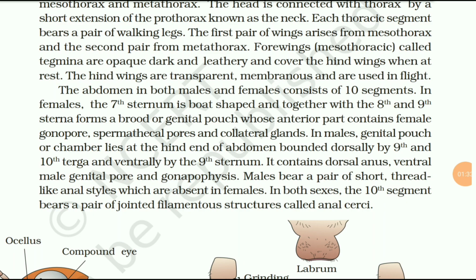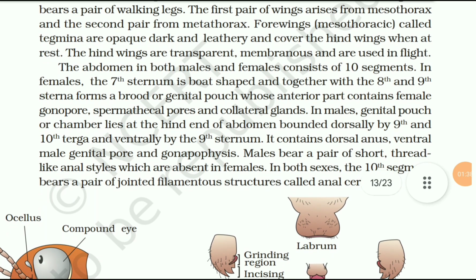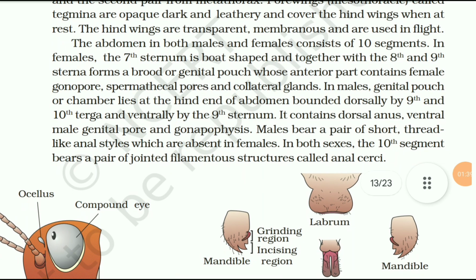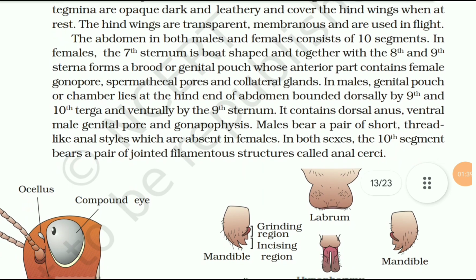Again I am repeating that. Anterior end of the head bears appendages forming biting and chewing type of mouth parts. The mouth parts consist of labrum, that is upper lip, a pair of mandibles, a pair of maxilla, and a labium, lower lip. A median flexible lobe acting as tongue, that is hypopharynx, lies within the cavity enclosed by the mouth parts.